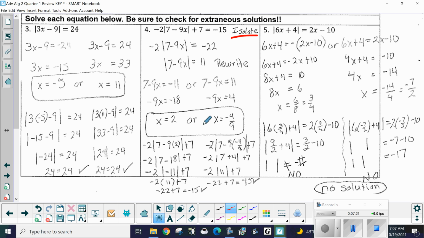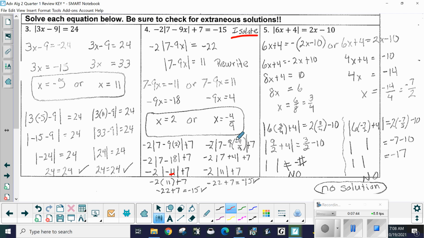Now, I can check my answer by plugging it in. I plug the 2 in. 9 times 2 is 18. 7 minus 18 is -11. The absolute value of -11 is 11. -2 times 11 is -22. Plus 7 is -15, which checks.